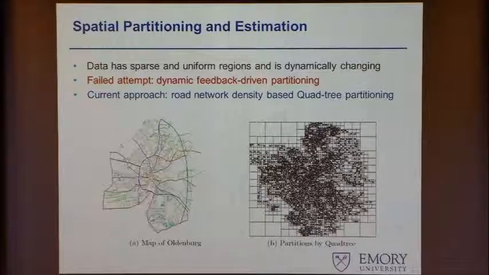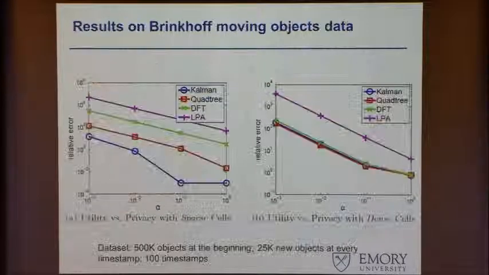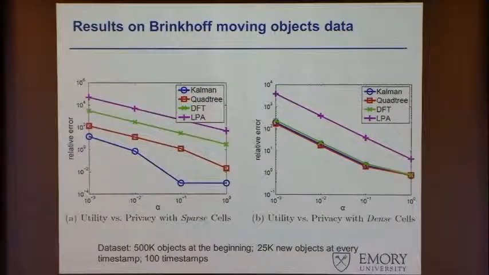Our conclusion is that because of the noisy data, we're using the noisy data to do the control, to make the decision on the dynamic partitioning, and the guidance is just not as good as not doing the dynamic partitioning. So we had to resort to road network-based quad-tree partitioning, or basic static partitioning. And we were able to get some good results in this sense.